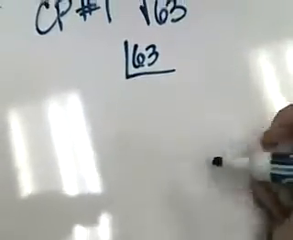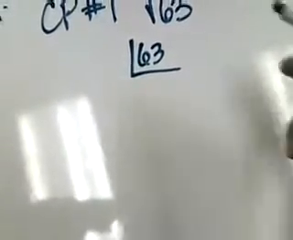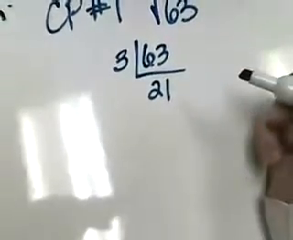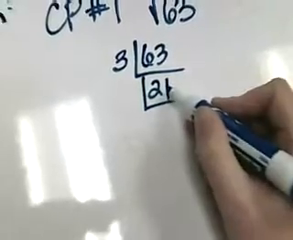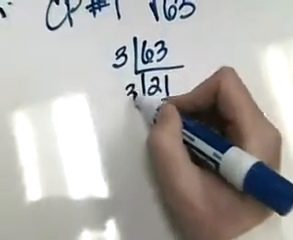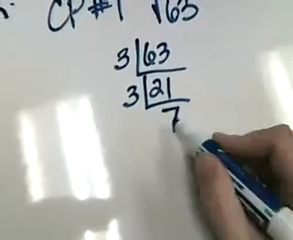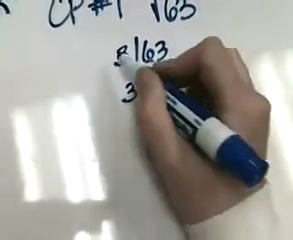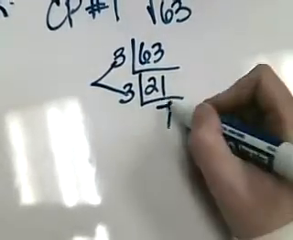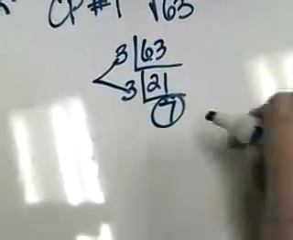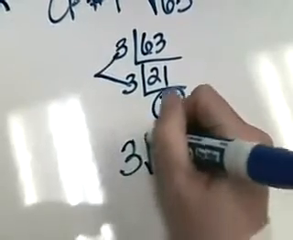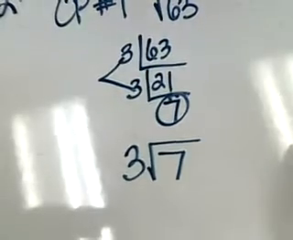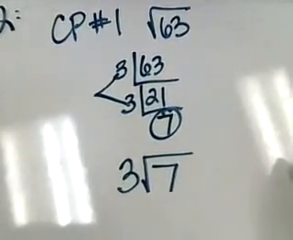63, smallest number that can come out. 2 won't come out. 63 divided by 3 would give me 21. Smallest number coming out of 21. 2 can't come out. 3 can. That would leave me with 7, and 7's prime. Now remember, I'm looking for groups of 2 numbers. Here's a group right here. This guy doesn't have a partner. So that means 3 gets to come out front. 7 has to stay in the house. 3 square root of 7.